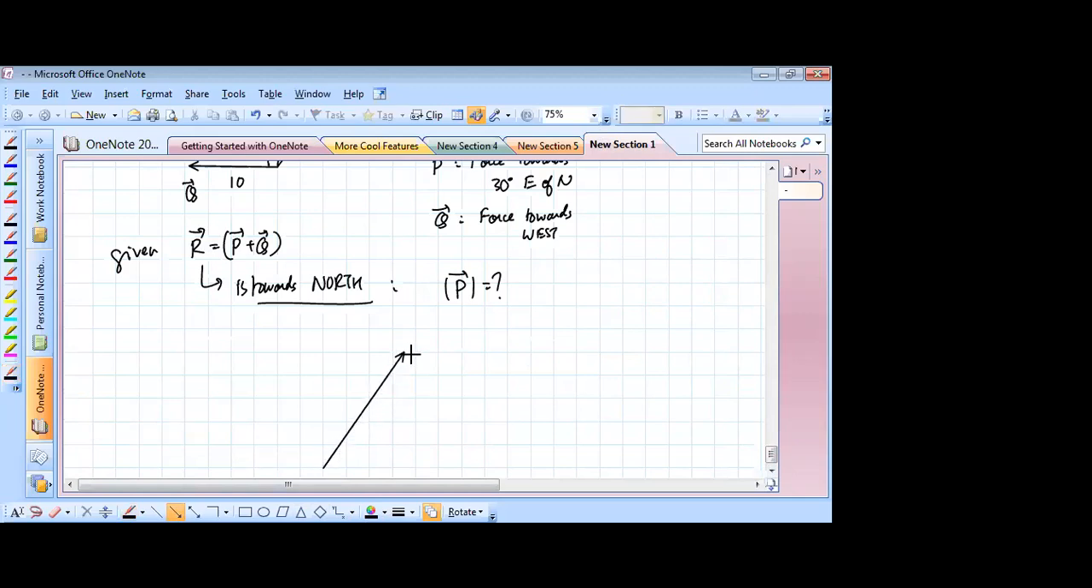P is some force like this. Q is a force of 10 newtons, which is towards west. So this is my Q, which is of magnitude 10. This one's magnitude is unknown, but the resultant should be a force towards north. So the resultant of P and Q in this diagram will be which vector? It will be this one. So this should be towards north.